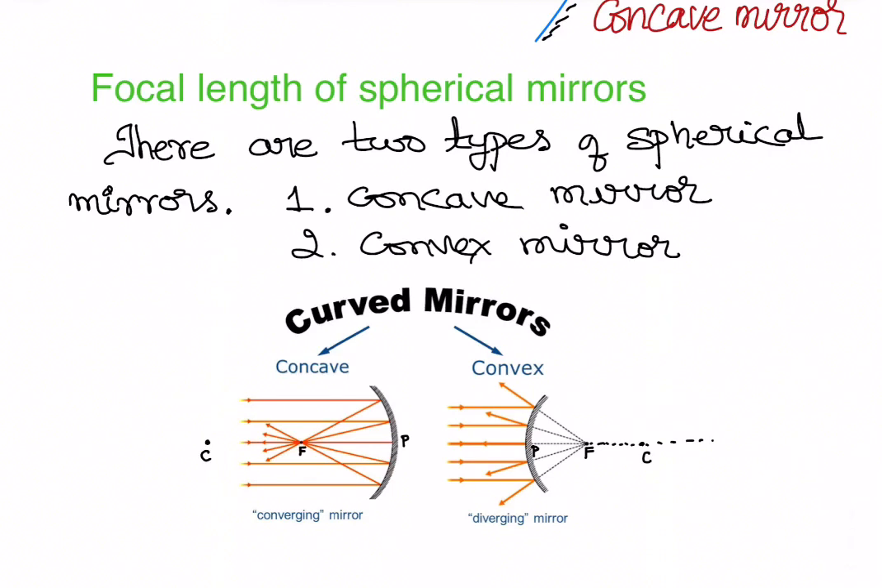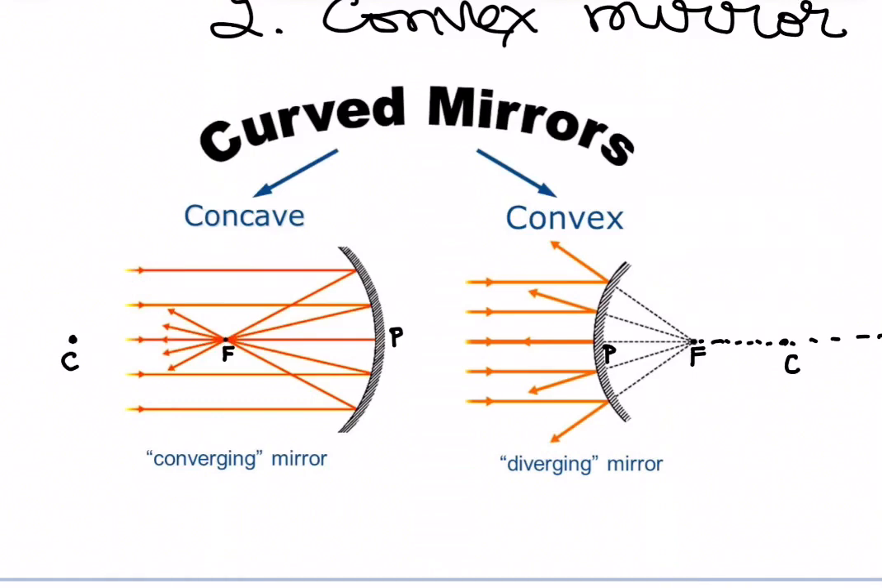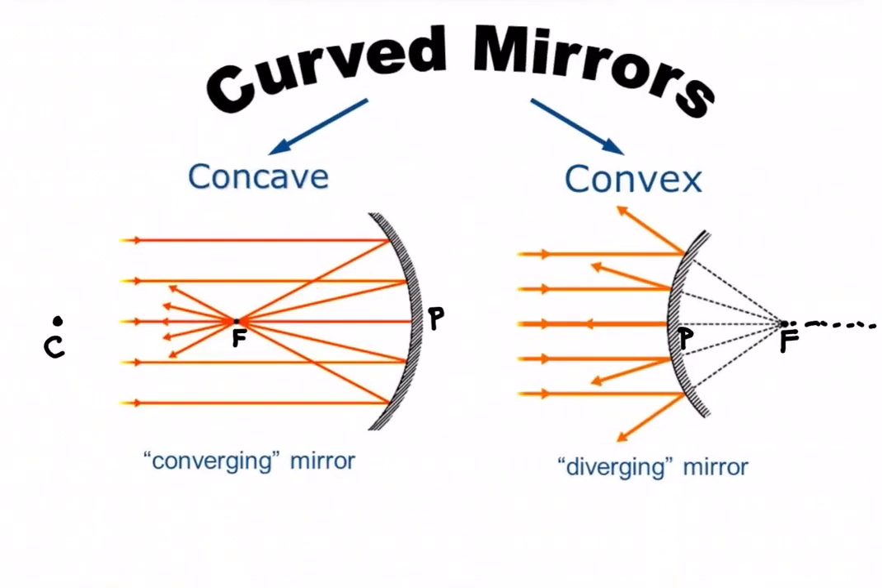Next, let's learn what is meant by the focal length of spherical mirrors. There are two types of spherical mirror. One is called the concave mirror, the other is called the convex mirror. These two together are called curved mirrors.